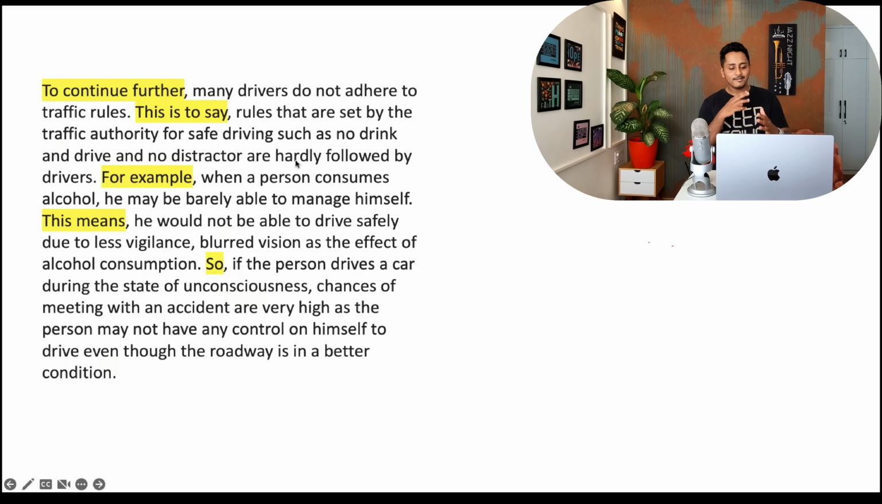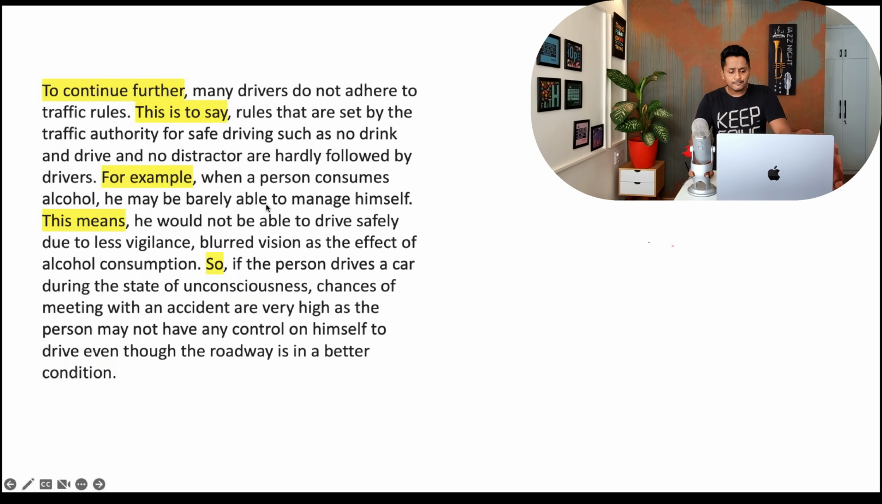For example, when a person consumes alcohol, drink and drive, we talked about it in the previous line, we are continuing. Apple juice, we talked, continue the apple juice only, don't bring mango juice. For example, when a person consumes alcohol, he may be barely able to manage himself. This means, to continue further, this is to say, for example, this means, this implies, owing to the fact that, hope you are able to observe the flow.